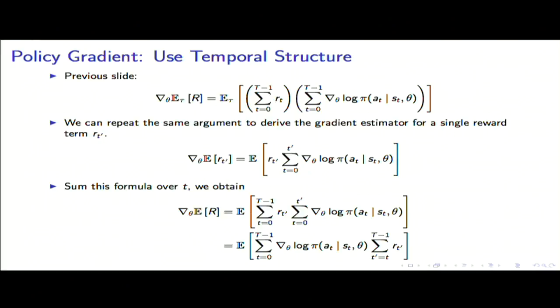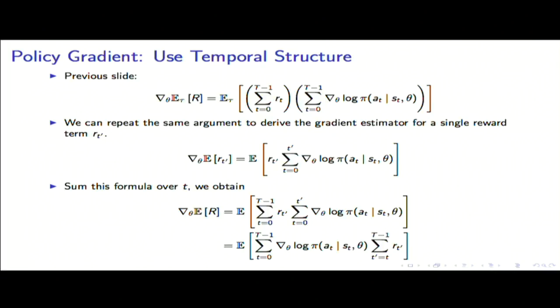If we sum over t prime, we get this formula on top, where, oh, this should say t prime. So we have the sum over t prime of the reward times the sum of log probabilities of previous actions. Whenever we get a reward, we're trying to boost the probability of the previous actions proportionally to that reward. If it's a big reward, we're going to try to boost the probability of all the previous actions.